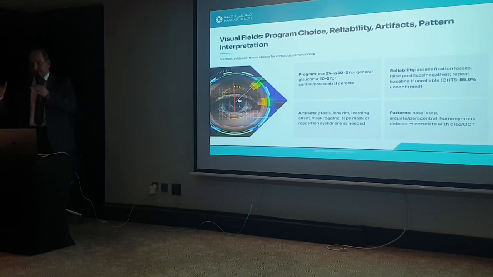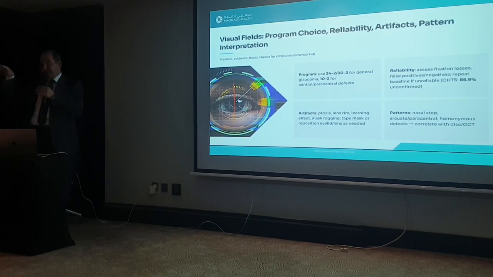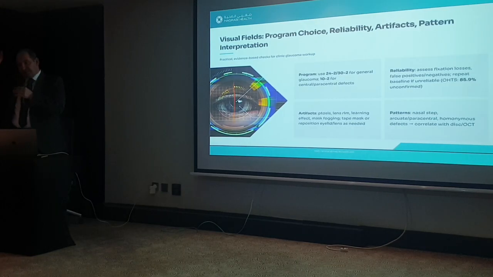The programs, if it's advanced glaucoma, we can do the macular or the 10-2. The regular is the 24 or 30. The fast is the best, it is 3 minutes instead of 20 minutes, so you can do it regularly for your patients. You have to look at the indices, the reliability, if there is false positive or false negative. If there is false positive or negative, don't depend or rely on this test.